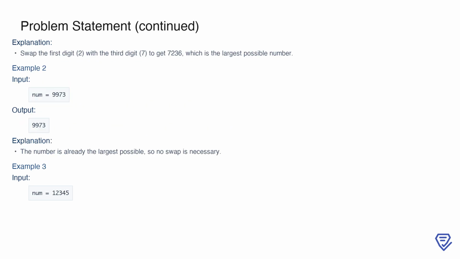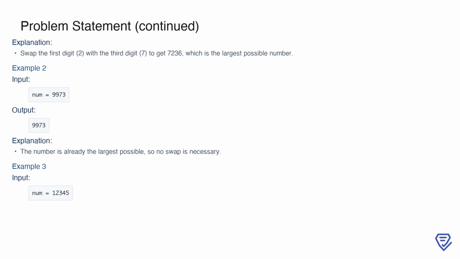In another example, if number is 9973, the number is already in its largest possible configuration, meaning no swaps are needed. Therefore, the output would simply be 9973. This illustrates that sometimes the input may already be maximized, and the solution should account for this.